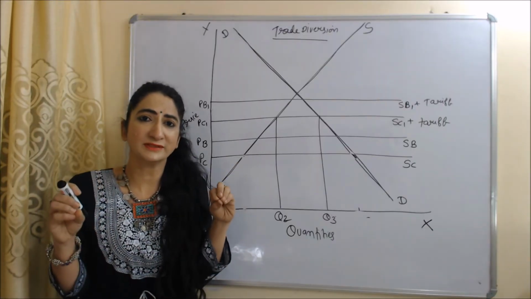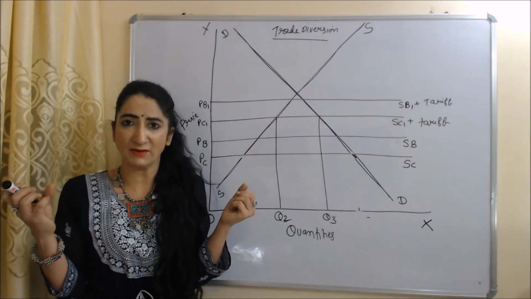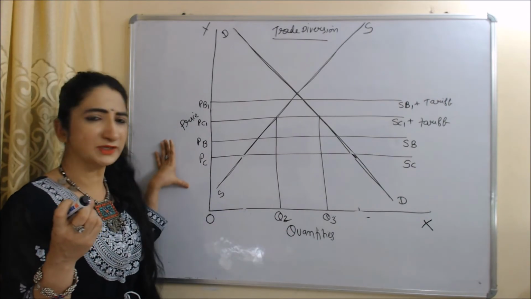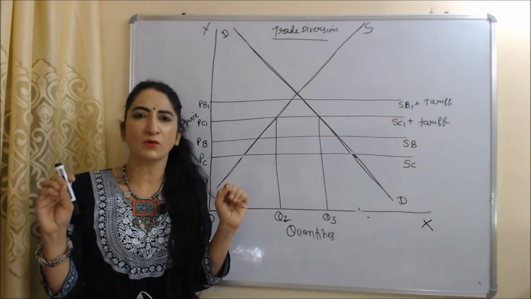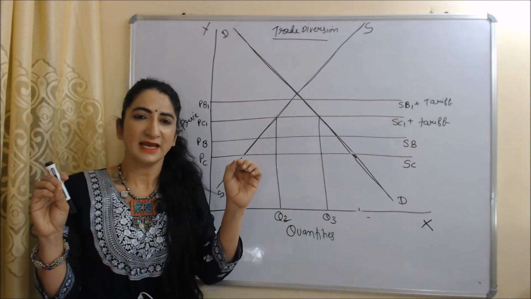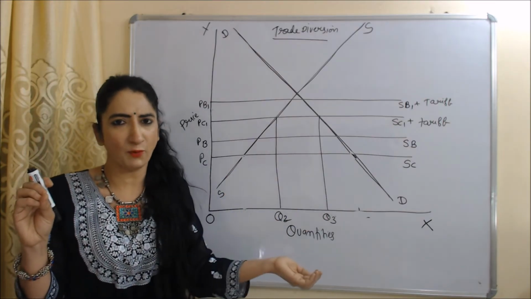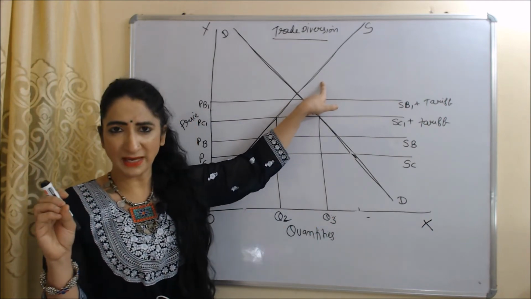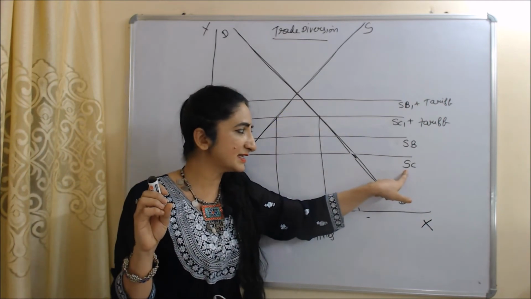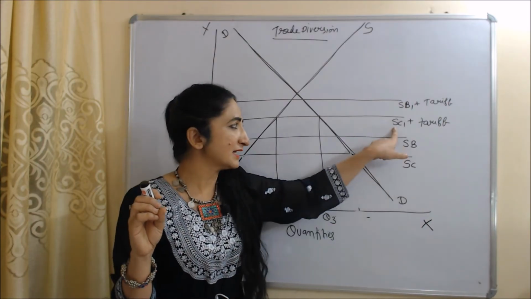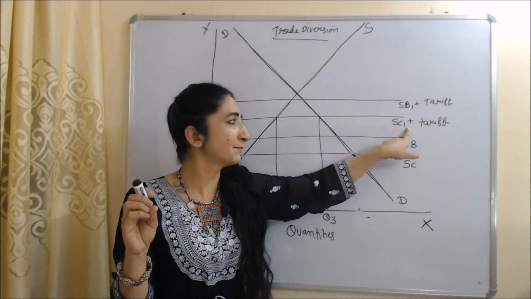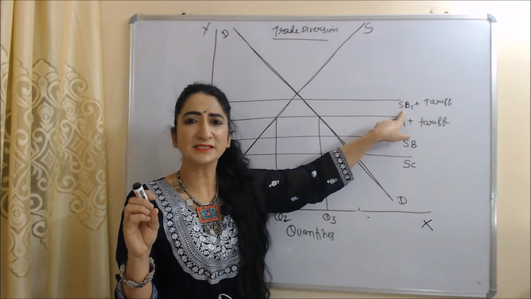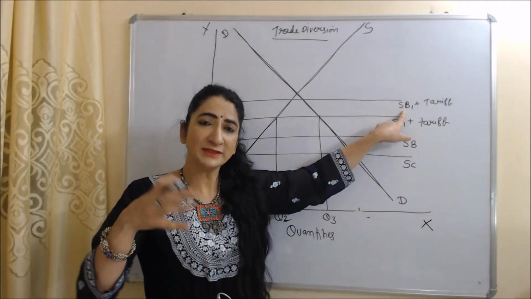Now with the help of this diagram, we will understand trade diversion. In this diagram, on the x-axis we have quantities and on the y-axis we have price. Here we assume we have only three countries A, B and C. A is our domestic country, B and C are foreign countries. DD is the demand curve of the domestic country, SS is the supply curve of the domestic country, SC is the supply curve of country C and SC1 is the supply curve of country C with the tariff. SB is the supply curve of country B and SB1 is the supply curve of country B with the tariff.